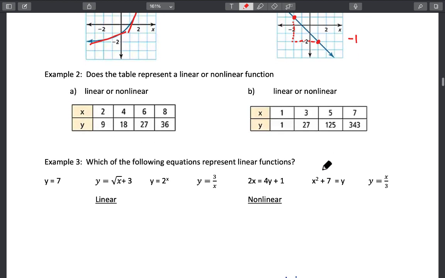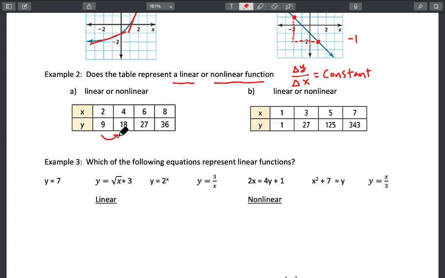In example 2, now we're not given the picture, but we're given a table of coordinates. We want to determine if this represents a linear or non-linear function. Well, remember, we can determine if it's linear if it has a constant rate of change. In other words, if it has a change in the y value over a change in the x value that is constant.